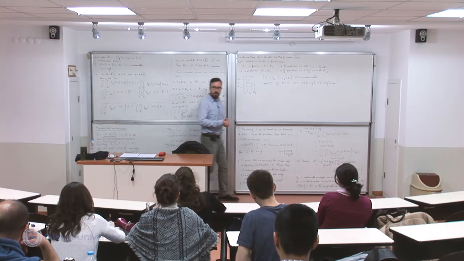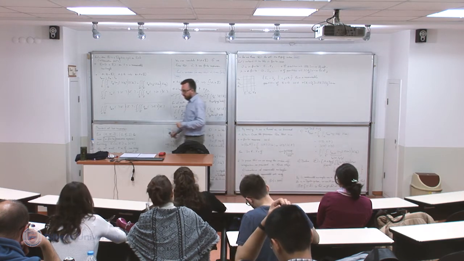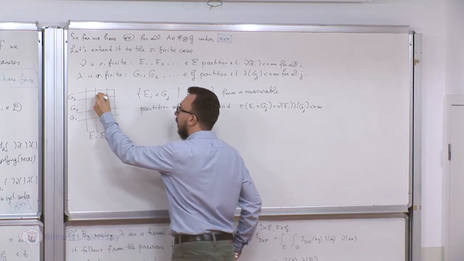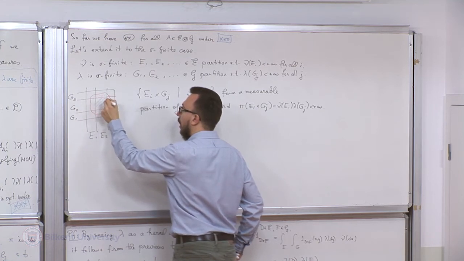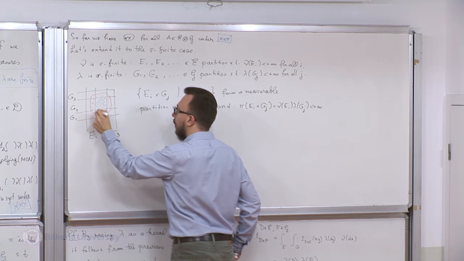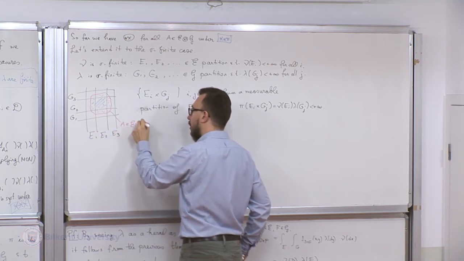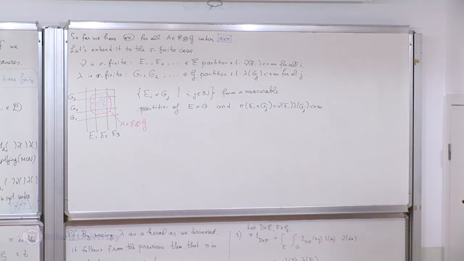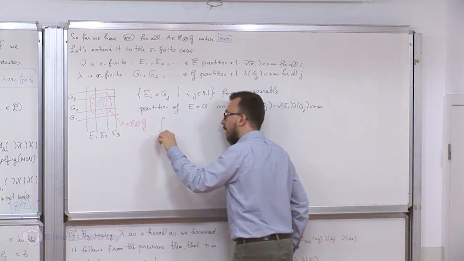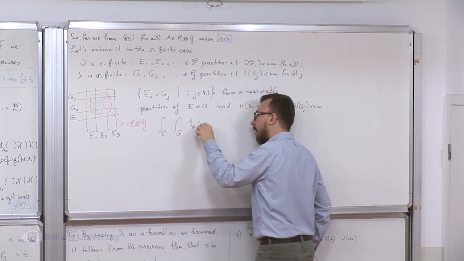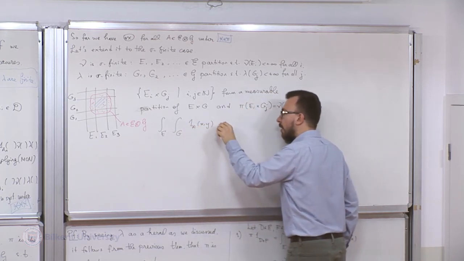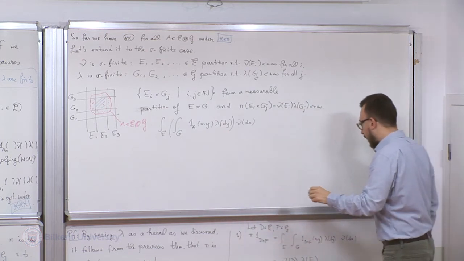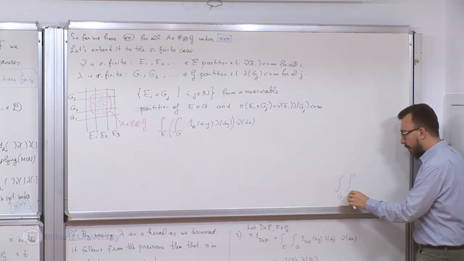So what we'd like to show is that if we take an arbitrary measurable set, let's say a set like this, we also have the same swapping property. So let's look at the integral of indicator A, xy, lambda dy, nu dx. And hopefully this is going to be equal to the opposite one.